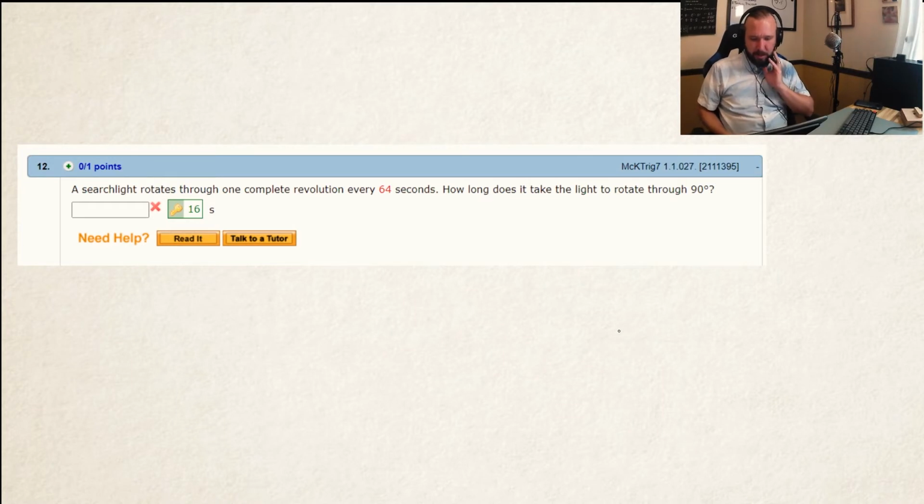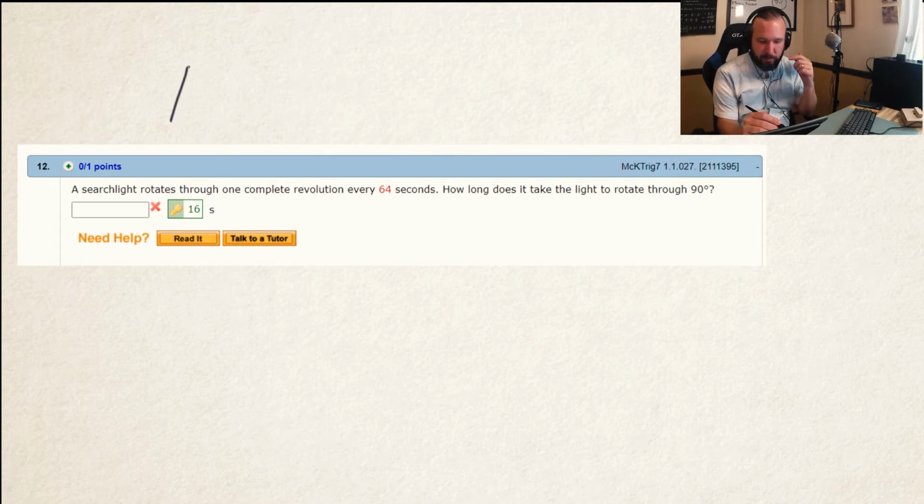This problem is about a searchlight, and it's rotating around, so you've got some kind of like, I don't know, lighthouse thing? I don't know. What does a lighthouse look like? Are they kind of like this? That's my best lighthouse. Okay, and then there's like a light in it, and it's like spinning around.